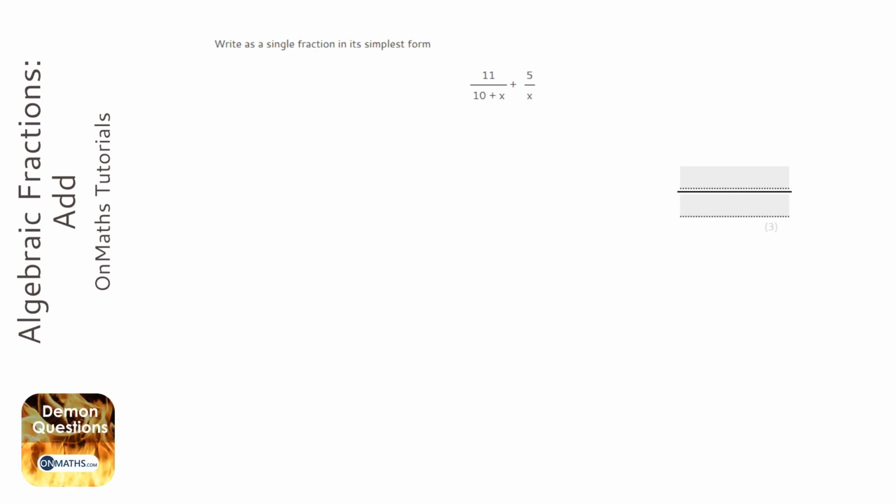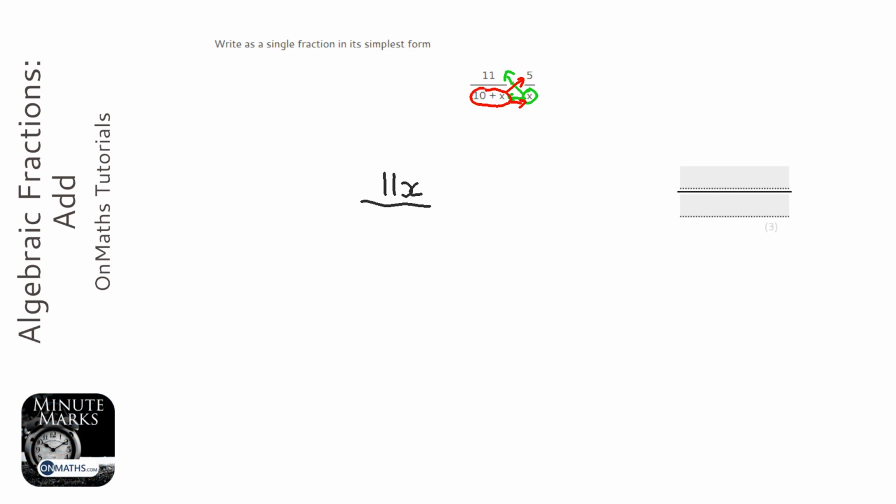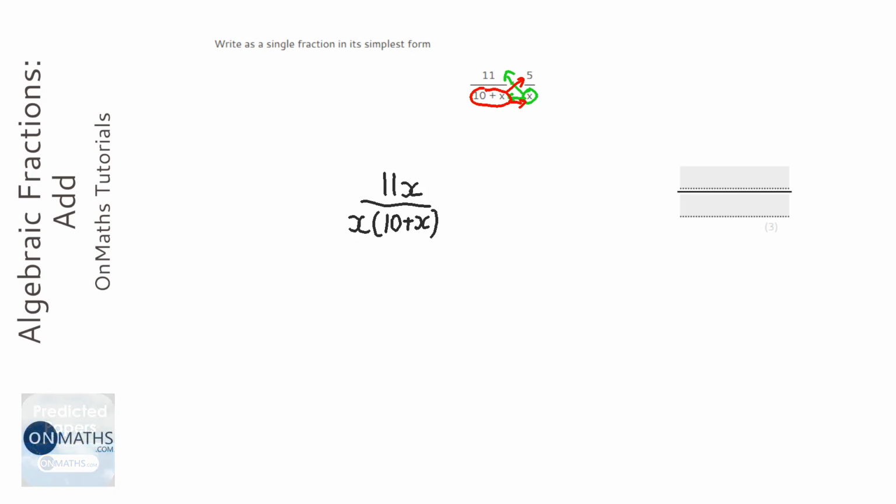Basically I'm going to times both top and bottom of this side by x, and then both top and bottom of the other side by 10 plus x. So 11 times x over this 10 plus x by x as well. Now I've kept that fraction the same because I've times top and bottom by the same thing, so it's the same fraction. That's important that you don't change the fraction.